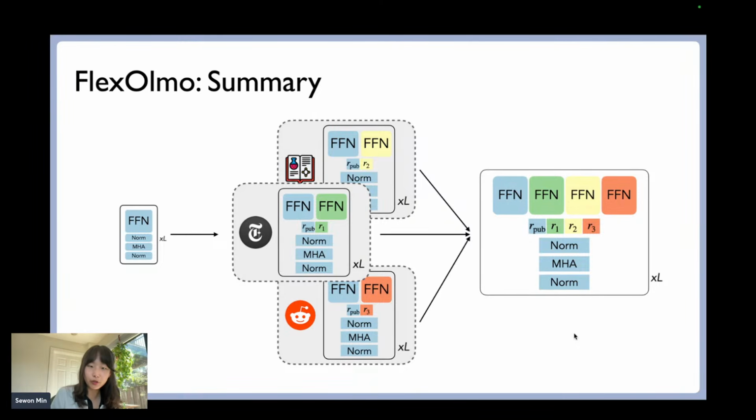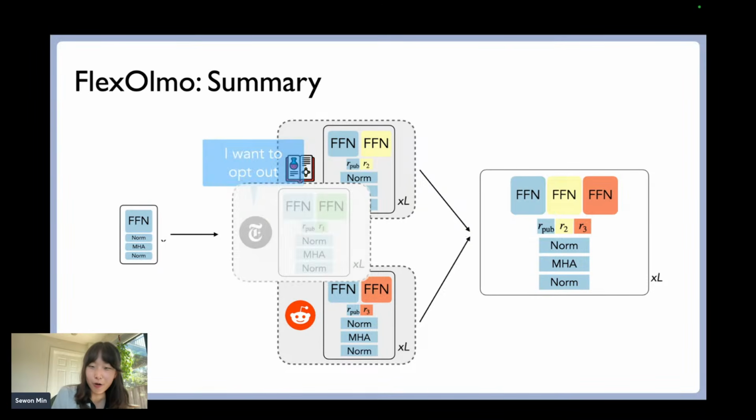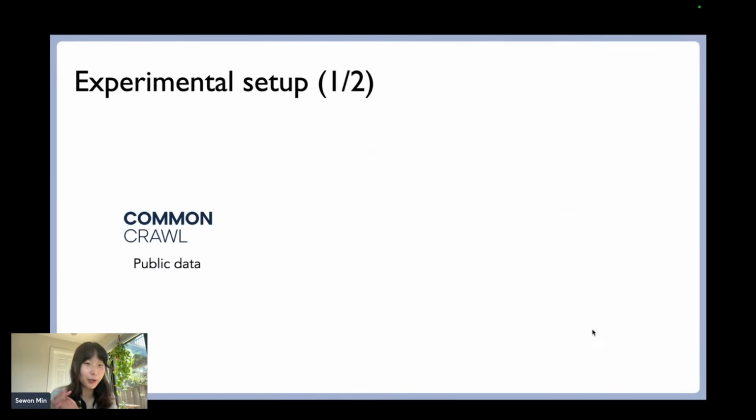If one of the data owners wants to opt out later on, then we can do this by removing the expert models contributed by that owner. So for instance, if New York Times wants to opt out, then New York Times contributed this green part of the model, so we can simply remove the green part. And the rest of the model is guaranteed not to use any New York Times data. Cool, so that's a summary of the method, and I'll now move on to our experiment.